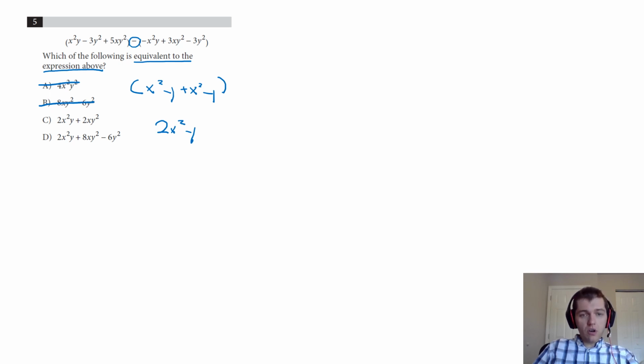So let's continue on. At this point, you can say plus, what's the next term we're going to look at? It'll be this 3y squared term. So you have negative 3y squared. Over here you have negative 3y squared, but again, distribute your negative sign. So what you'll have is negative 3y squared, it'll end up being plus 3y squared.